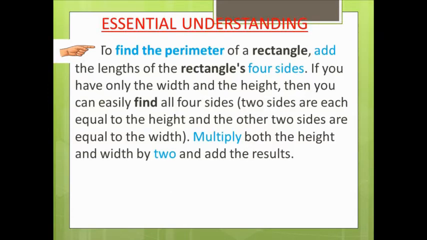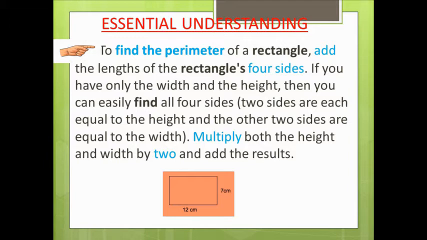Essential understanding. To find the perimeter of a rectangle, add the lengths of the rectangle's four sides. If you have only the width and the height, then you can easily find all four sides. Two sides are each equal to the height and the other two sides are equal to the width. Multiply both the height and the width by 2 and add the results.